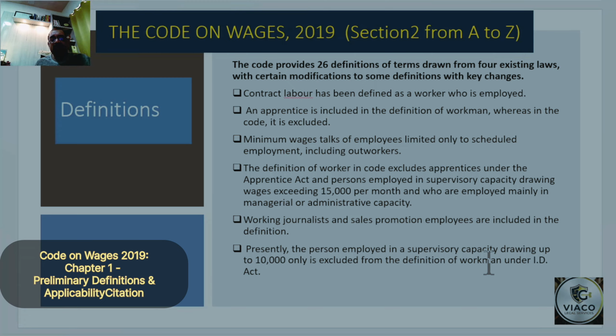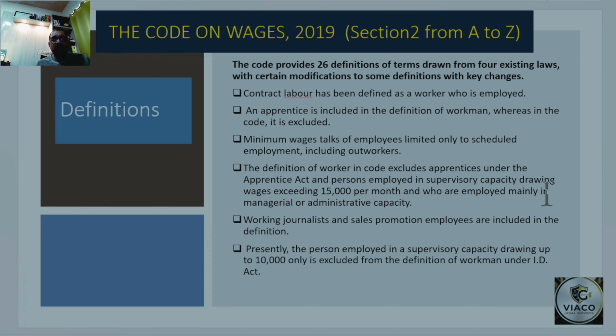So the definition of worker in the code excludes apprentice, which I have already talked about. And a person employed in a supervisory capacity, drawing wages above 15,000 per month, who is employed mainly in a managerial and administrative capacity, is also taken out from the worker category. Working journalists and sales promotion employees are included in the definition of worker. So please be careful here.